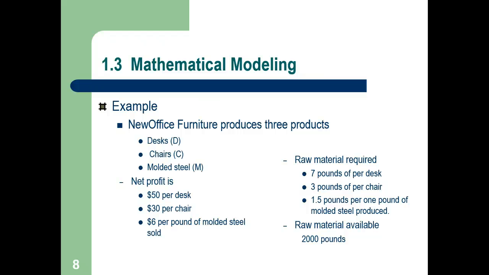So our decision variables: number of desks to make is D. Number of chairs to make is C. And we'll call M the number of pounds of molded steel. I think that makes sense. You could use A, B, and C if you want, or X1, X2, X3. It doesn't matter as long as you keep it consistent throughout your model. It doesn't matter what you call it. So that is the thing we can decide, the thing we can control at new office furniture.